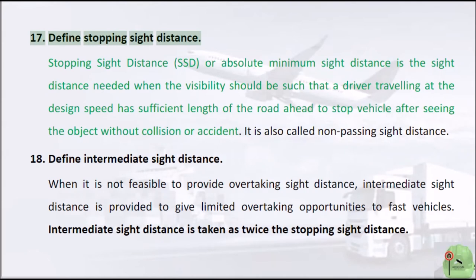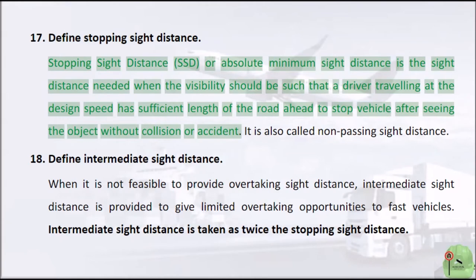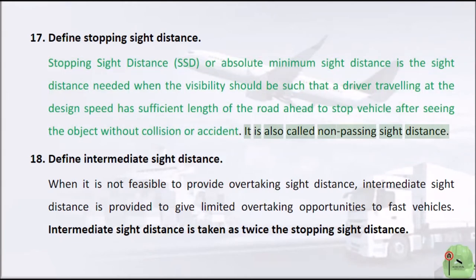Define stopping sight distance. Stopping sight distance, SSD, or absolute minimum sight distance, is the sight distance needed when the visibility should be such that a driver traveling at the design speed has sufficient length of the road ahead to stop the vehicle after seeing the object without collision or accident. It is also called non-passing sight distance.